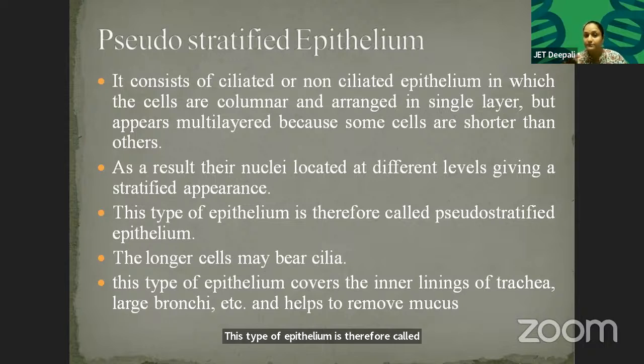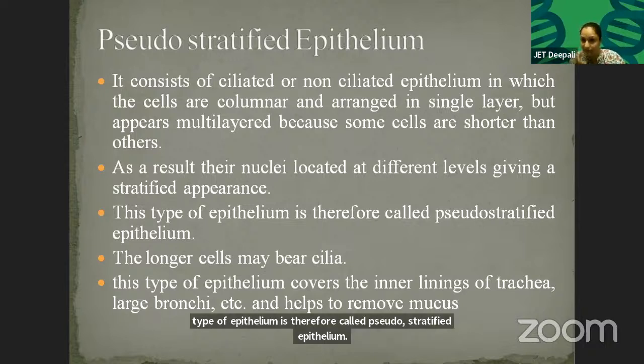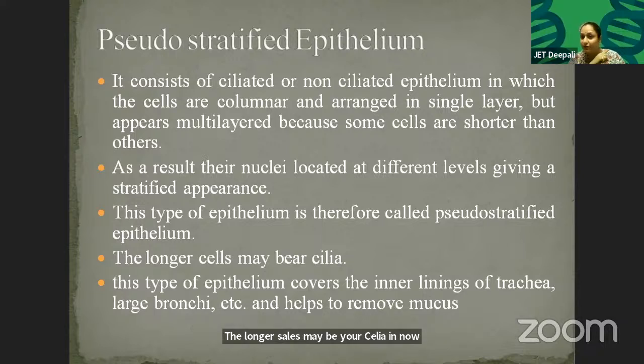The longer cells may bear cilia. Now there is one more thing to note. Not all the cells bear the cilia. Only the longer cells bear the cilia. This type of epithelium covers the inner linings of the trachea, large bronchi, etc., and helps to remove mucus.